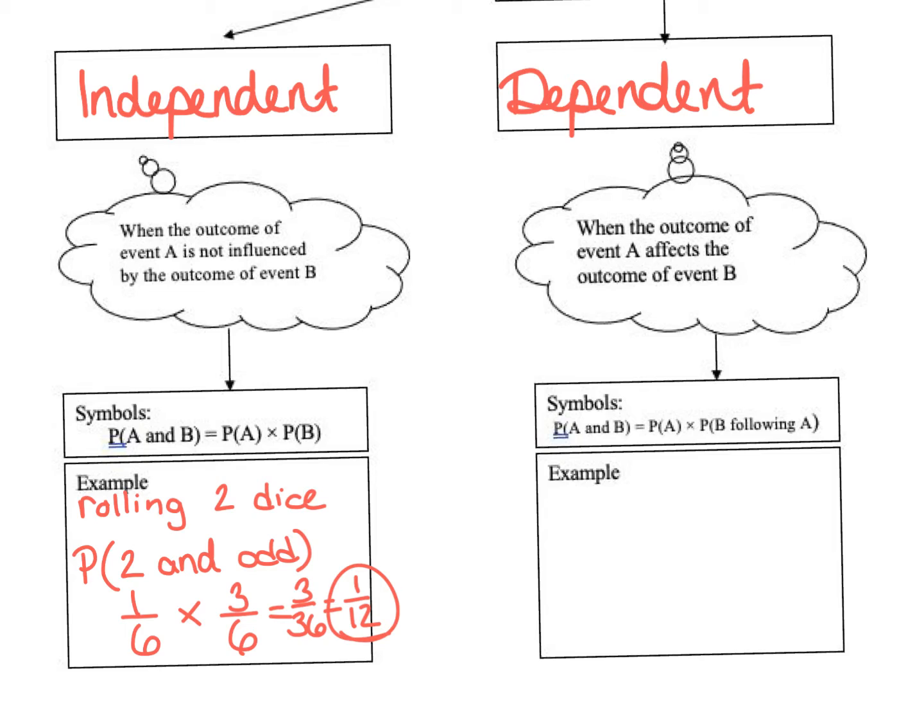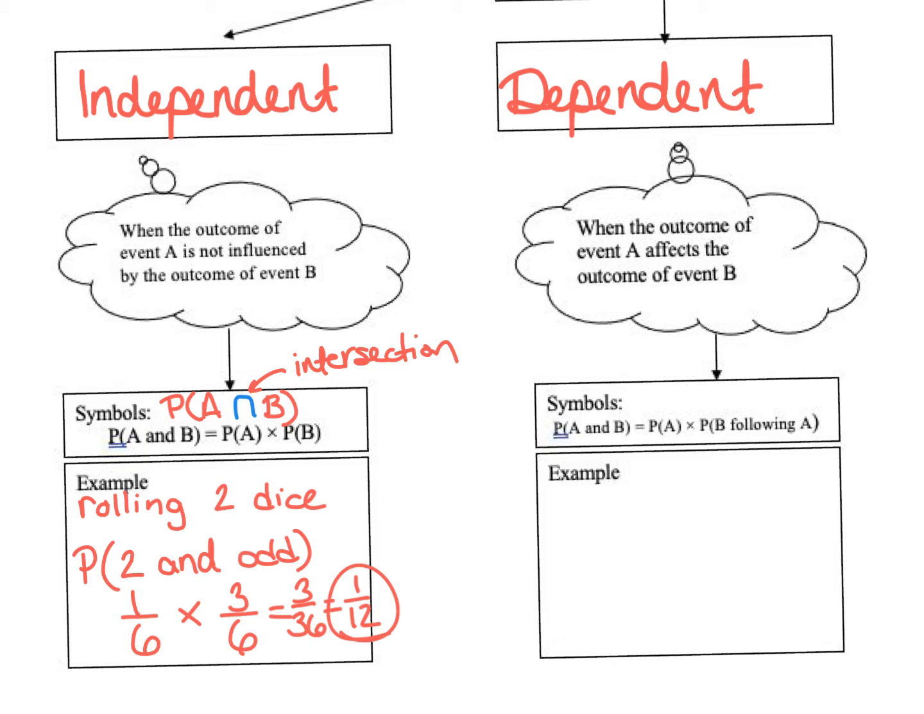One other notation, probability of A and B, you're going to see also written like this with an upside down U, probability of A intersected with B. This is known as the intersection, especially if we look at Venn diagrams.